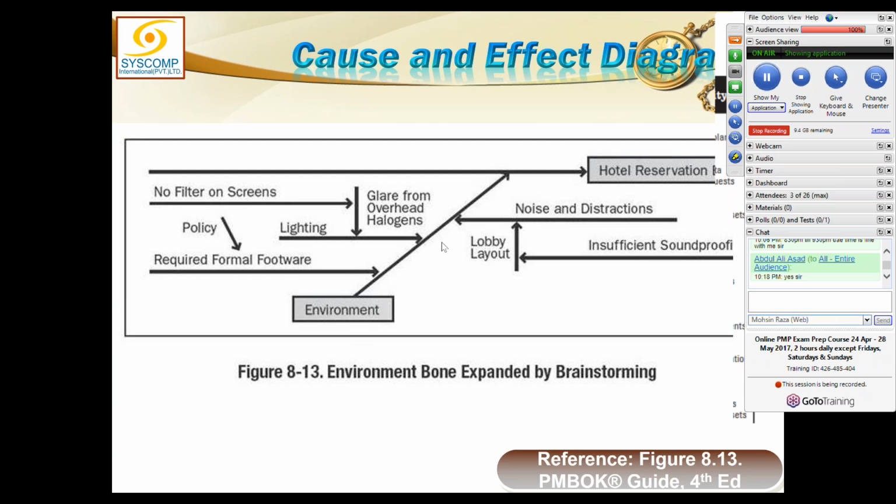Maybe it was lighting, due to the glare from the overhead halogen. When I found out why there was glare, I found that there was no filter or screen installed. So once you follow this path and find the actual reason for the problem, you can easily fix it. If there are no filters on the screens, you can install the filters and the problem will be over. So we found the cause starting from the effect.